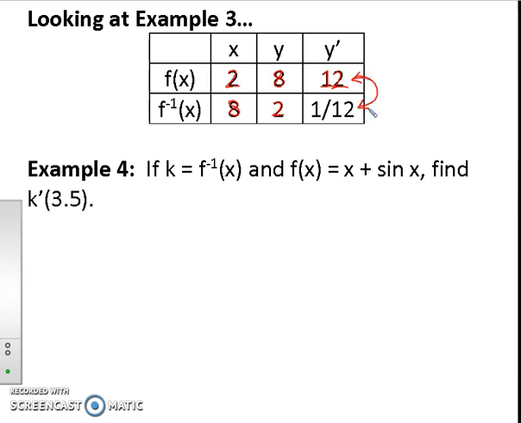So I'm going to show you an example of how that table could be really helpful here in example 4. Example 4 says if k equals f inverse of x and f of x is equal to x plus sine of x, find k prime of 3.5. So back in example 3, the way that we originally were able to come up with the 1/12 was by coming up with the equation for the inverse function and taking its derivative. Now if I was to try to do that here on example 4, by swapping the x's and the y's, I would have x equals y plus sine y. How simple is that going to be to solve and get it back into y equals?